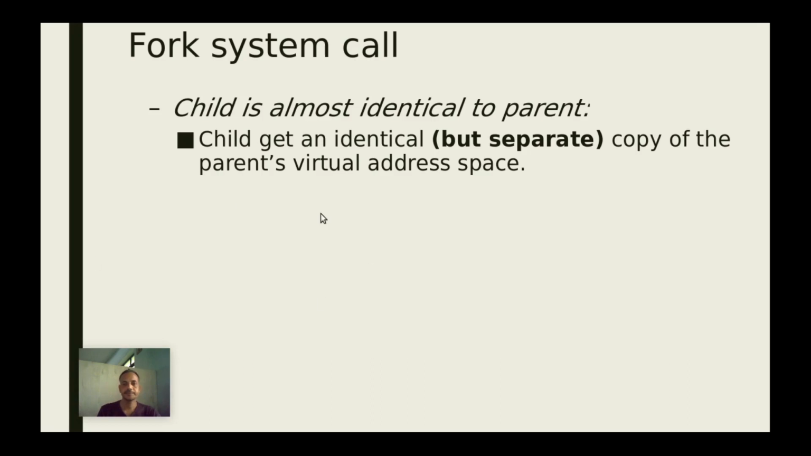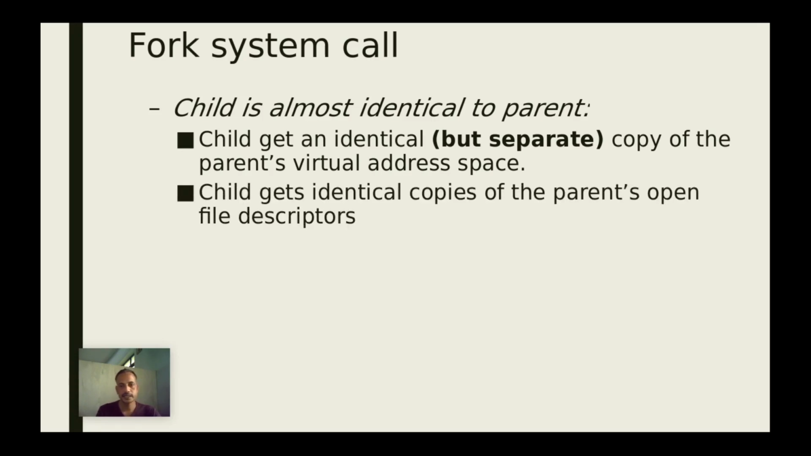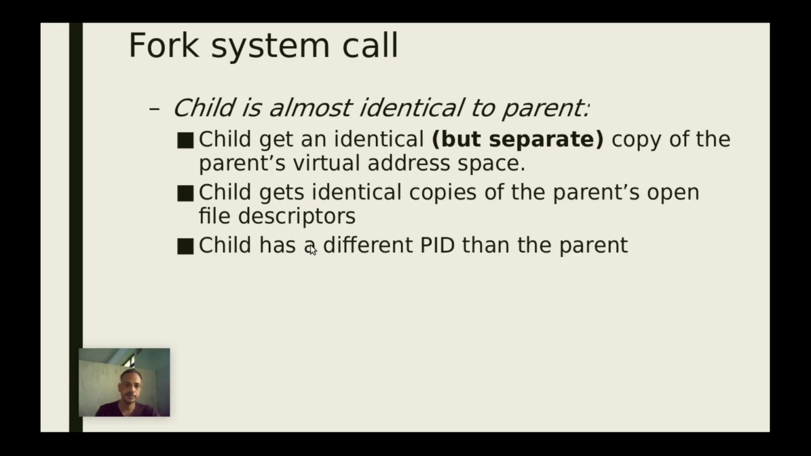So child gets an identical, exact same copy, but this is important here, a separate copy of the parent's virtual address space. That means address space for the parent and address space for the child is different. Even though both are identical processes, exactly same copy of each other, the memory storage for parent and memory storage for child is different. So they are isolated from each other. Child gets identical copies of the parent's open file descriptor.